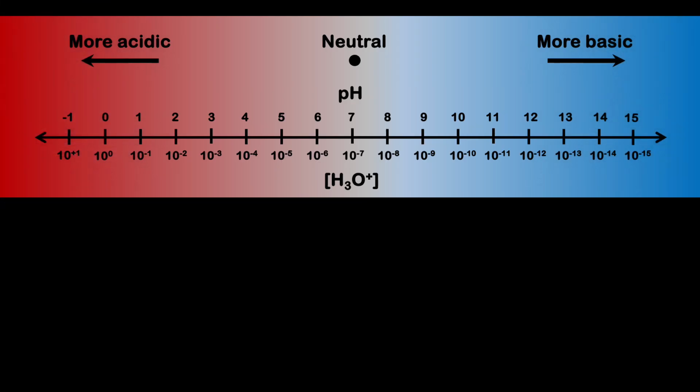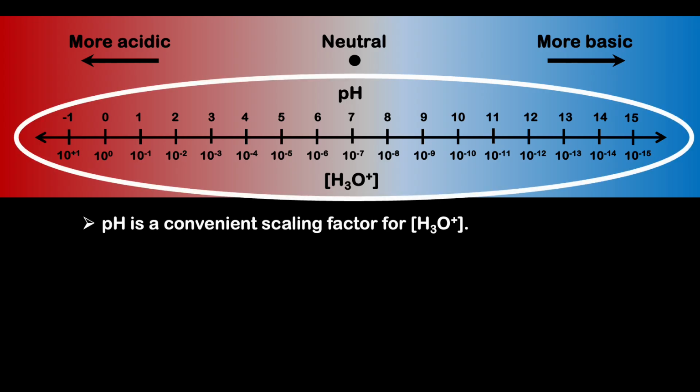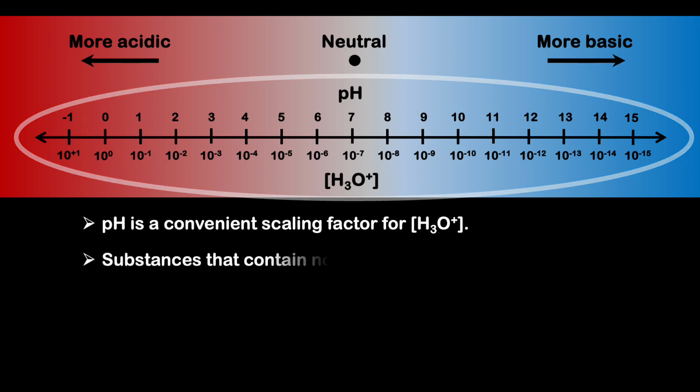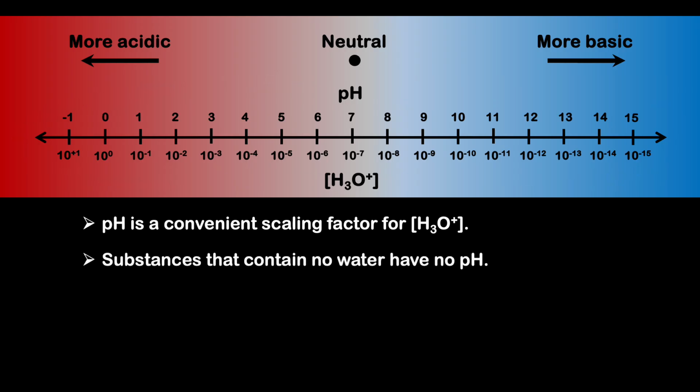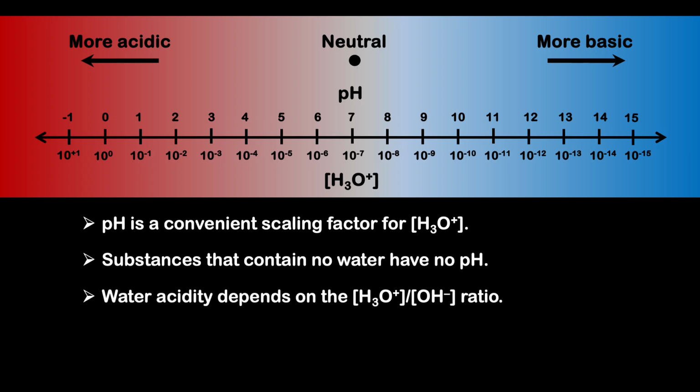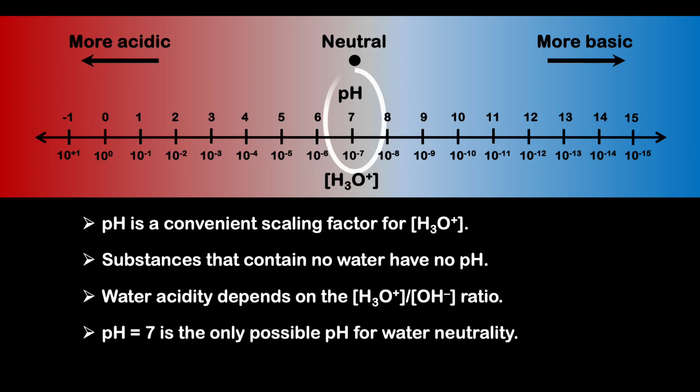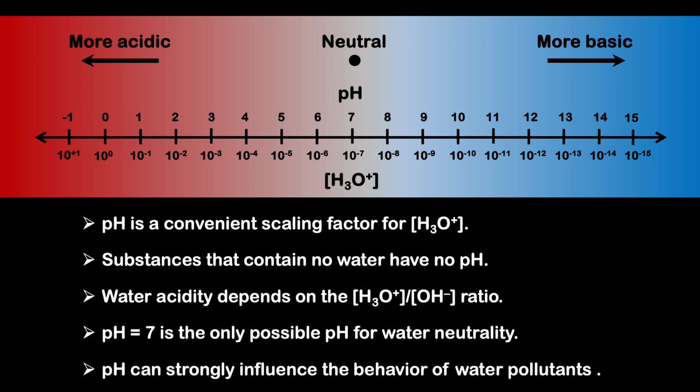This ends the chemistry lesson. We've learned that pH is a convenient scaling factor for hydronium ion, that substances that contain no water have no pH, that water acidity depends on the ratio of hydronium ion to the hydroxyl ion, that pH equals 7 is the only possible pH for water neutrality, and that pH can strongly influence the behavior of water pollutants.